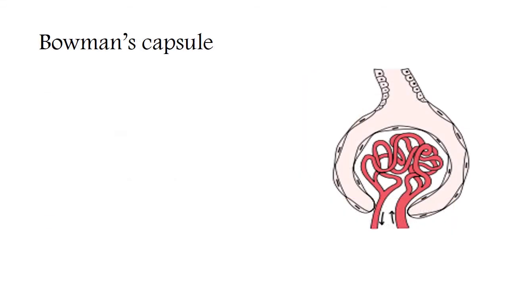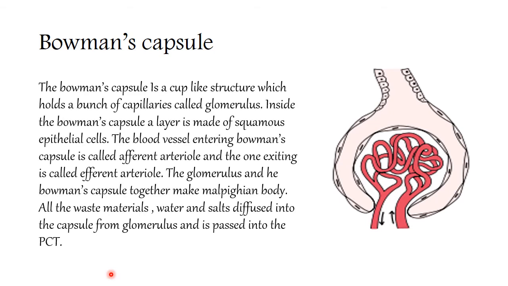Now let's know about the Bowman's capsule. A Bowman's capsule is a cup-like structure, as you can see. Inside there is a bunch of capillaries which is called glomerulus. The inside layer, the Bowman's capsule layer, is made up of squamous epithelial cells. There is a blood vessel entering the Bowman's capsule called the afferent arteriole, and the one exiting the Bowman's capsule is called efferent arteriole. Waste products, salt and water are diffused from the glomerulus into the Bowman space. Bowman space is the space in the Bowman's capsule. This one.